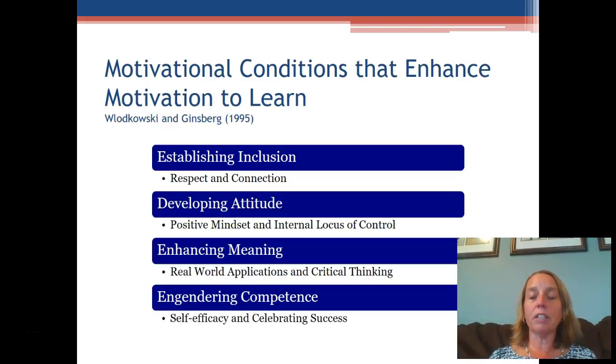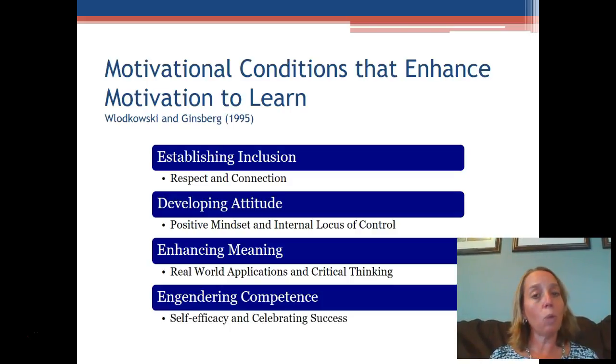The third pillar, motivational pillar, is enhancing meaning. And this goes back to that value piece. Remember, we spoke a moment ago about the importance of students understanding the value of your class. Well, enhancing meaning is really where we try to accomplish that. We show them the real world applications and why it matters and why this course has value.